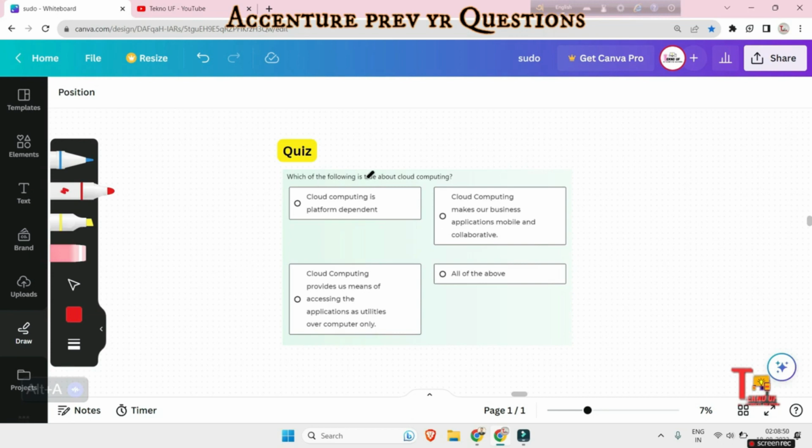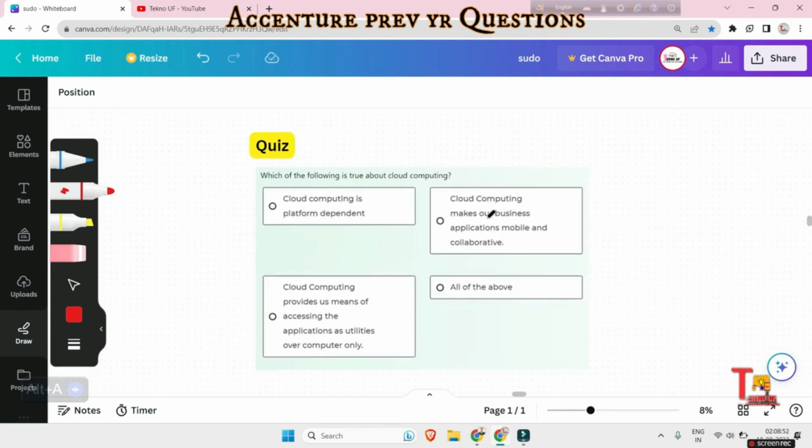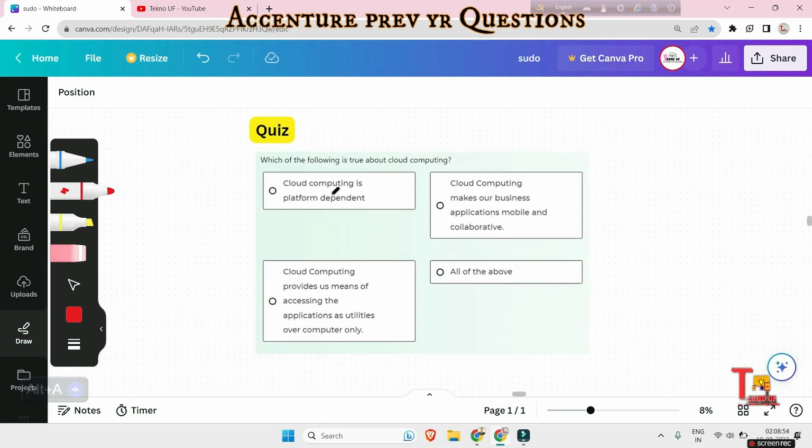So which of the following is true about cloud computing? Cloud computing is platform dependent. Cloud computing provides us means of accessing the application as utilities of our computer only. Cloud computing makes our business application mobile and cloud-able, or all of the above. Which will be the answer?